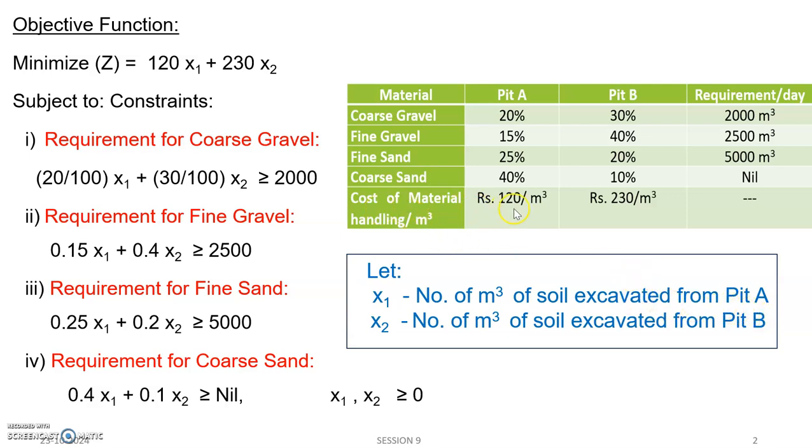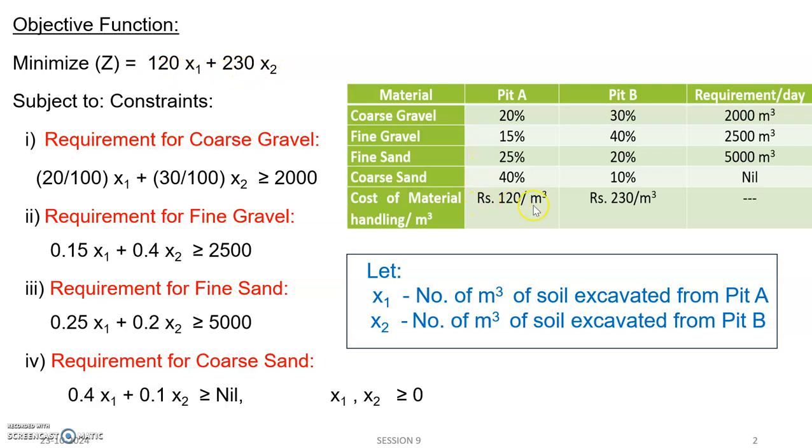And the objective function for the problem is minimization type, where we need to minimize the total cost of extracting x1 units from pit A and extracting x2 units from pit B. It has to be a minimum. So the minimization of Z, indicating total cost here, is equal to 120 x1 plus 230 x2.